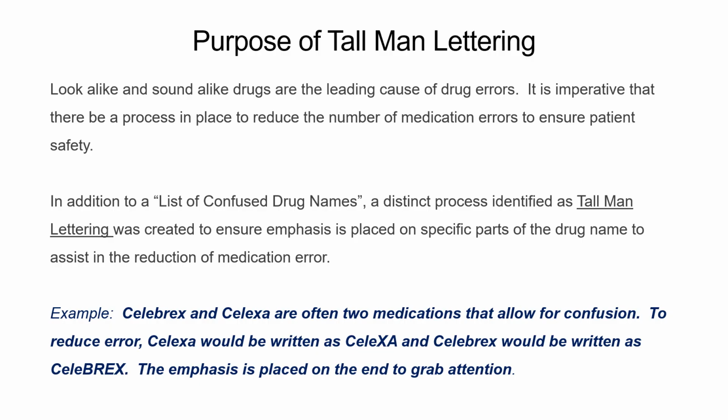So an example for that, Celebrex and Celexa are often two medications that allow for confusion. So to reduce error, Celexa would be written as CELE with a capital XA, and Celebrex would be written as CELE with capital BREX to emphasize. The emphasis is placed on the end to grab attention. So when you look at that, you'll be like, okay, that's Celexa and this is Celebrex, just to make sure that there's no confusion when looking at these drugs quickly.